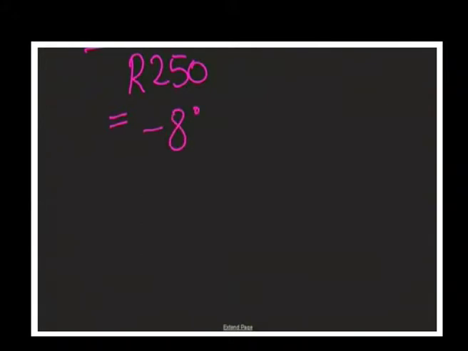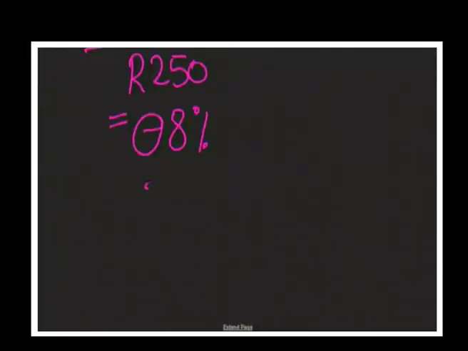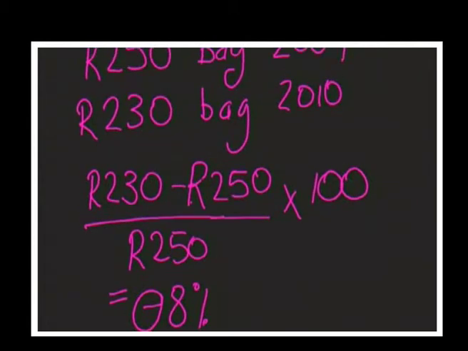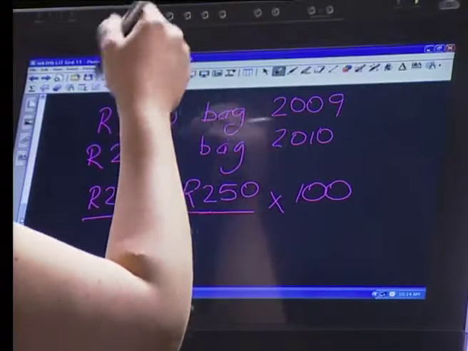Minus 8%. I don't really talk about percentage as a negative number. So what does this minus actually mean? This minus means that I had an 8% decrease in price. So my answer, I make it a positive number, because when dealing with percentage we always deal with positives, and the minus means decrease. So it's an 8% decrease. Does it make sense? It does, because my bag actually became cheaper.